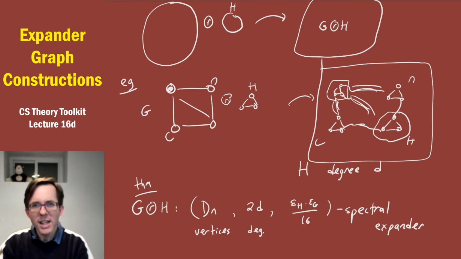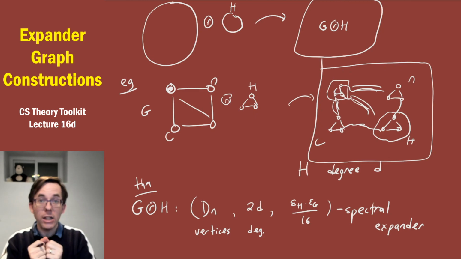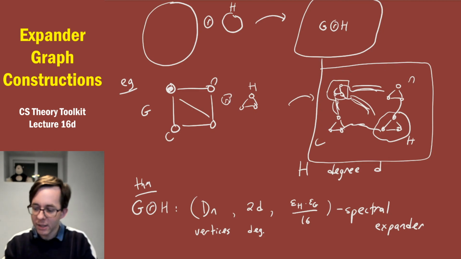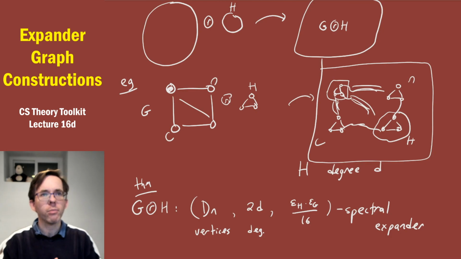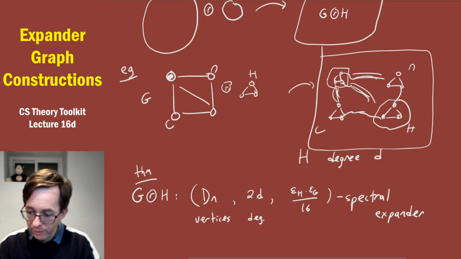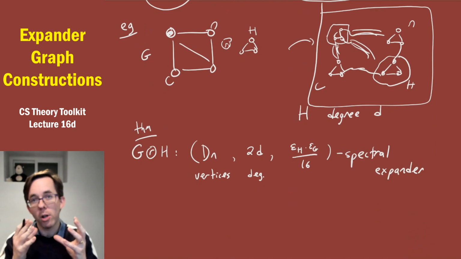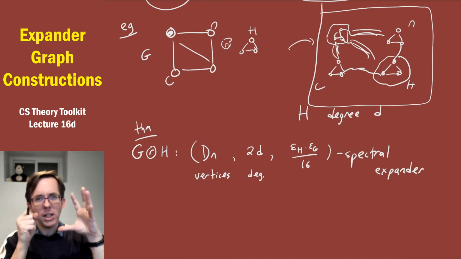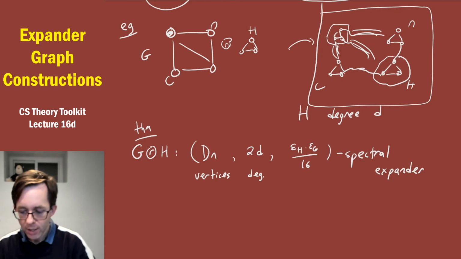The idea is that G is an expander, so it's well-connected, and H is also an expander, so it's well-connected. Then you put them together in this way, and it should also be pretty well connected. So this is a way of taking two smaller graphs, you think of G as pretty big, H as a constant size, and making a bigger graph. So what happened here?